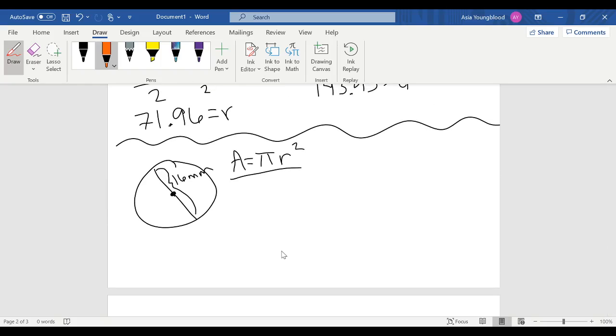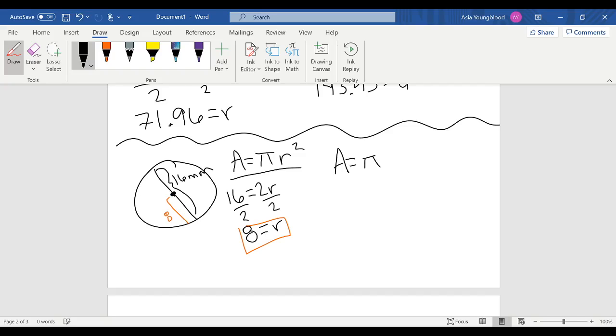So if we're given the diameter, we could set up our problem as 16 equals 2r and divide both sides by 2 to get that the radius is 8. So our radius is 8, right? If this whole thing is 16, then this distance from here to here has to be 8 because it's half of it. And if you want to find the area, we just plug it into the formula. So the area is going to be pi times our radius, which is 8 squared. So area equals pi times 8 squared. So that is just going to be 64 pi. So the exact answer is 64 pi.